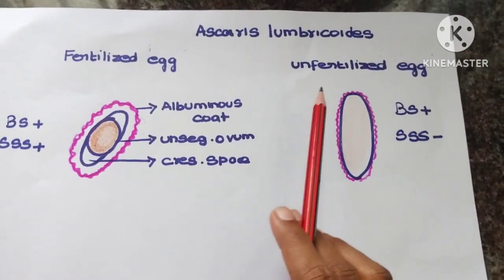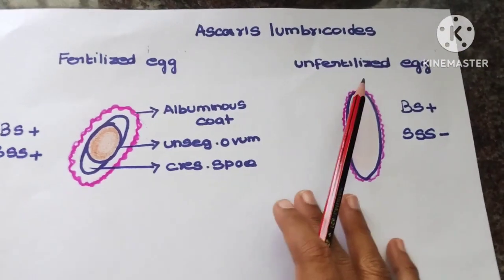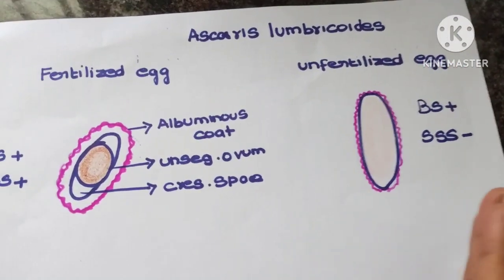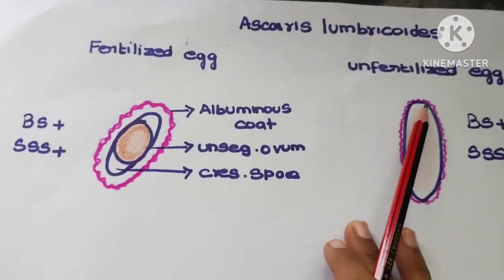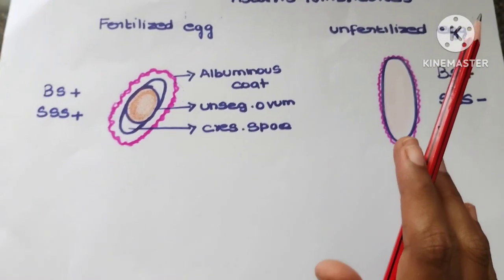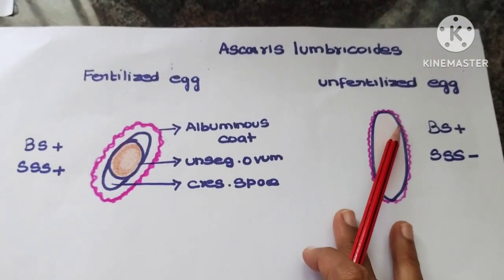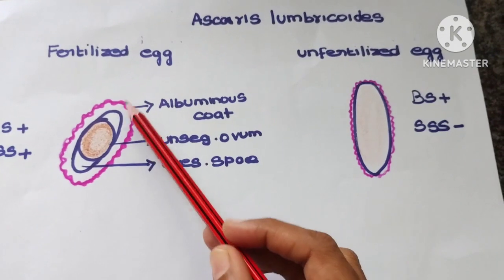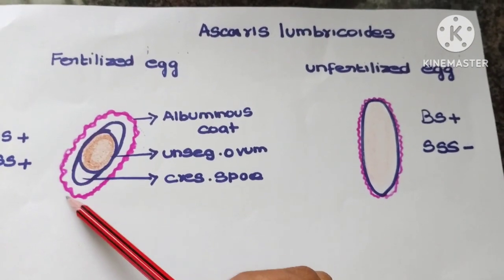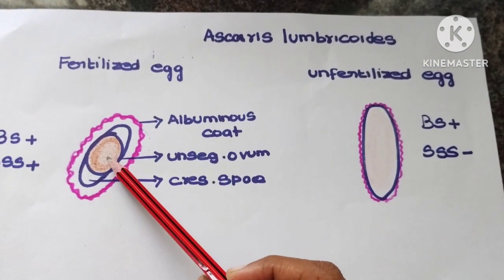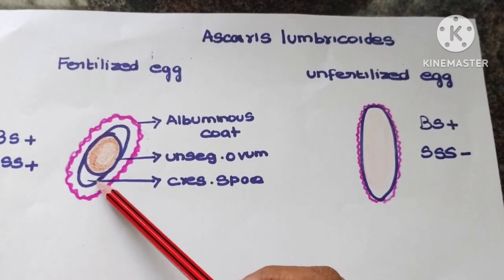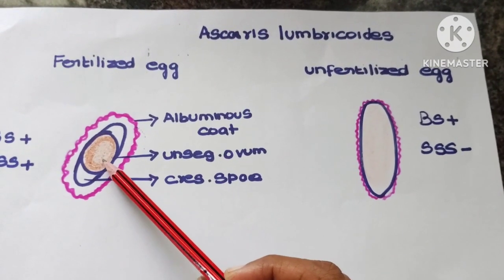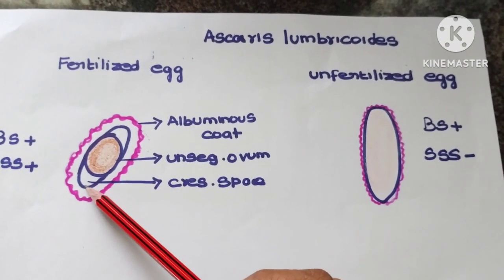Next, Ascaris lumbricoides. In this there are 2 eggs, the fertilized and the unfertilized egg. How can we differentiate them? First remember there will be an outer albuminous coat. In the fertilized egg, the outer albuminous coat will be well demarcated, and there will be an unsegmented ovum and an outer shell. There will be a clear space between the ovum and the outer shell.